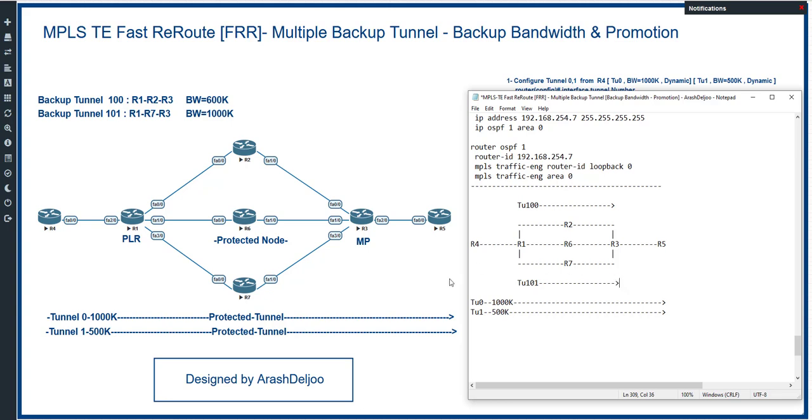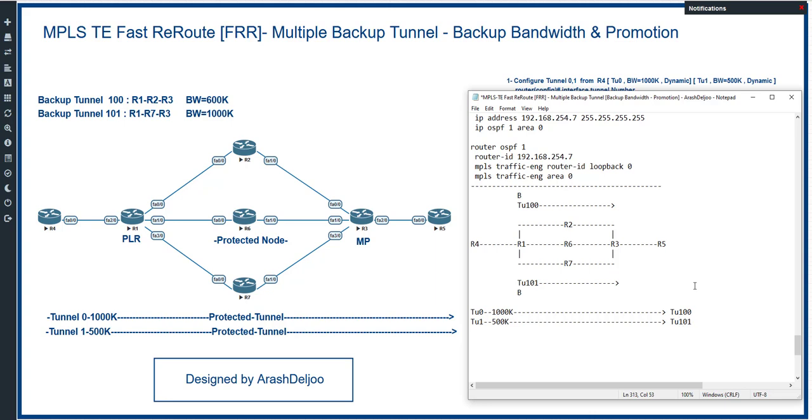That's it. Now we have two backup tunnels. This is a backup tunnel. Let me write B here, meaning this is a backup tunnel, and also this is another backup tunnel. We also have two protected tunnels, tunnel 0 and tunnel 1. You know that by default traffic engineering tries to load balance these tunnels across the backup tunnels. This means that, for example, tunnel 0 maybe uses tunnel 100, and tunnel 1 uses, for example, tunnel 101.